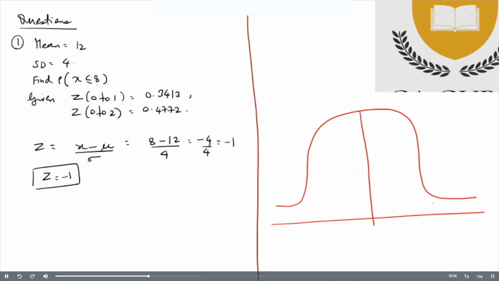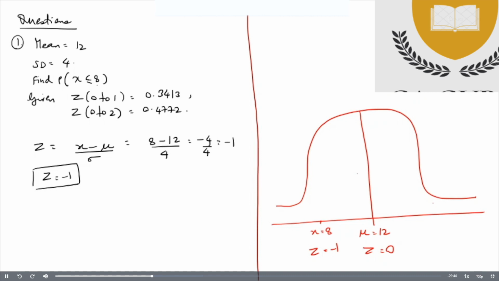Okay, this is z equal to 0, mean is 12. Now I need to first see where the x value is. The x value falls to the left side, where x is equal to 8. And at this value we have found out that z is equal to minus 1. Now we need to know the area where x is less than or equal to 8.